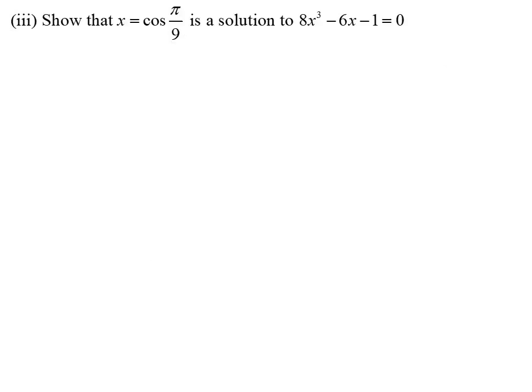We're going to show that cos pi on 9 is a solution to this equation. Now, cos pi on 9 is not one of our exact values. And normally when you do a show-that question, you say, oh, well, I'll just substitute it in and show that it works.